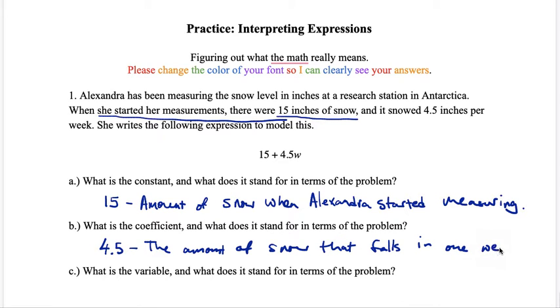I'm going to be specific about that and say that's the amount of snow that falls in 1 week. A lot of the time when you're trying to figure out how to interpret the coefficient, you could replace that variable with a 1 in parentheses and say, well, that's 1 week. That's the amount of snow that falls in 1 week. So what is the variable? We have a W for our variable, and it stands for weeks. As our weeks pass by, W stands for weeks. So that's our first example right there. We're going to power on and take a look at a few more examples as we go along.